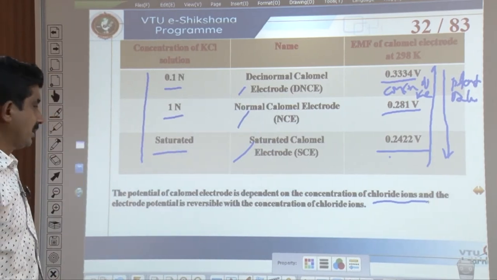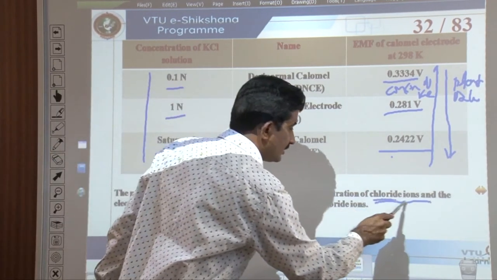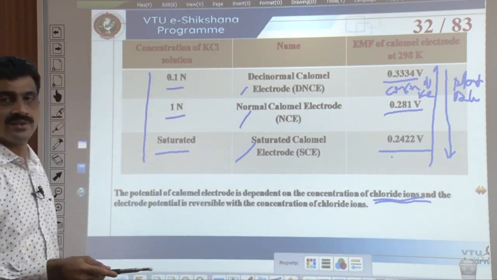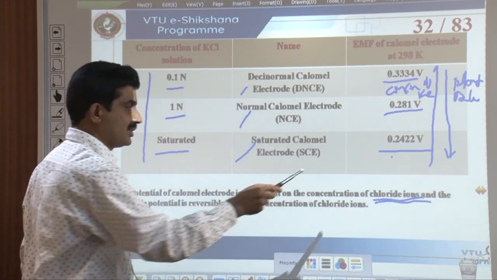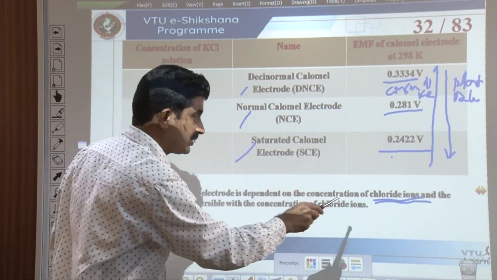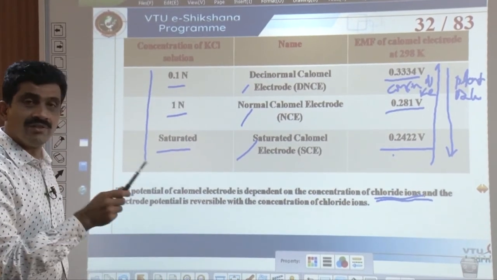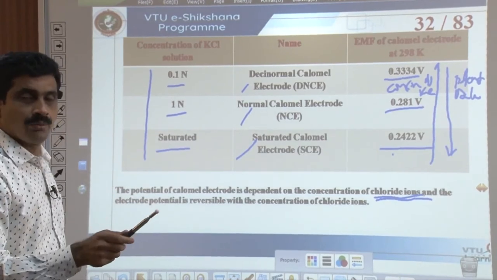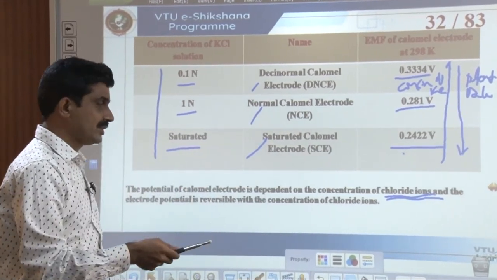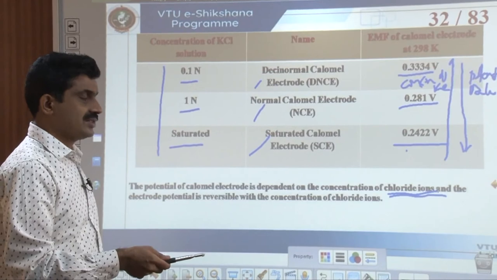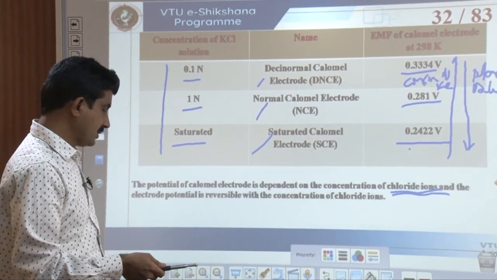So, the potential of the calomel electrode is dependent on the concentration of chloride ions, by applying the Nernst equation. We can say the potential depends on the concentration of chloride ions, and the electrode potential is reversible with the concentration of chloride ions.